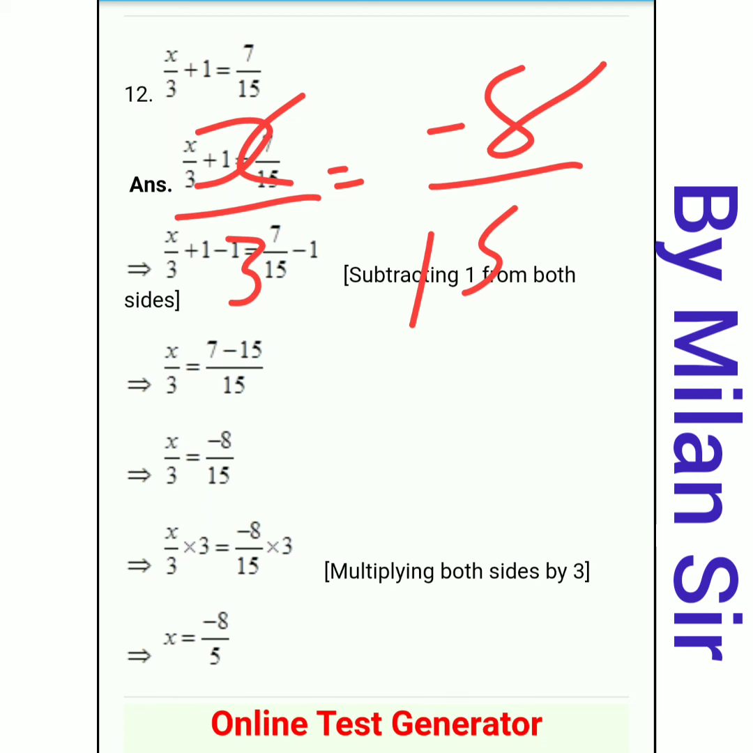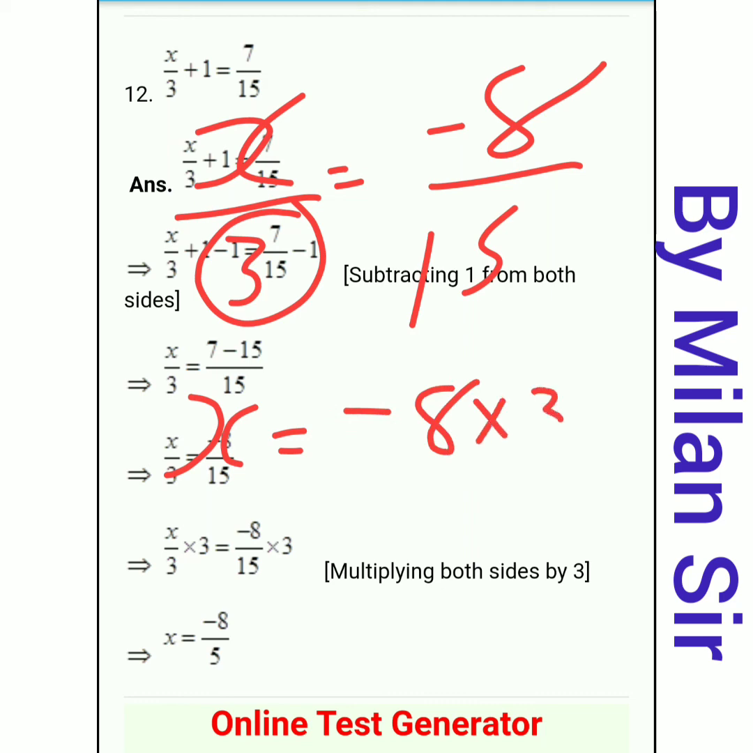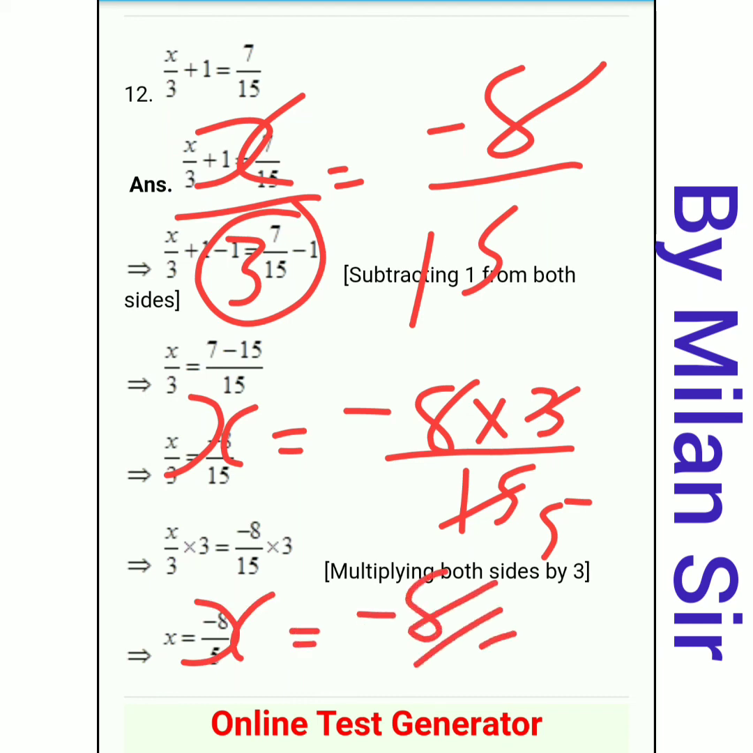Okay. Now we can transfer this 3 to the right hand side. Right now it is in division. It is in the denominator. So it goes to the numerator. Okay. So we can cut this. 3 5s are 15. So x is equal to minus 8 by 5. Okay. Minus 8 by 5.